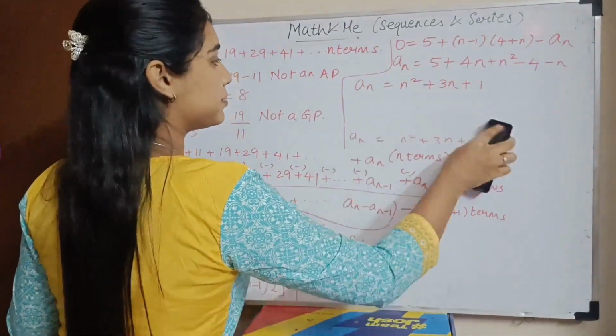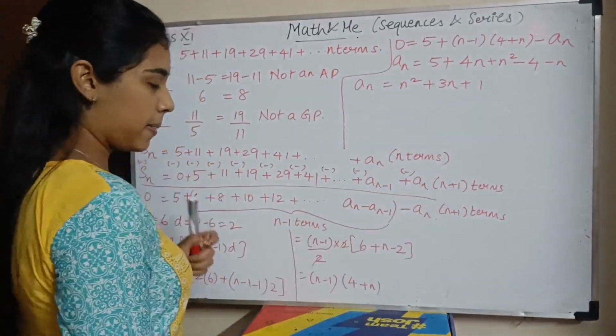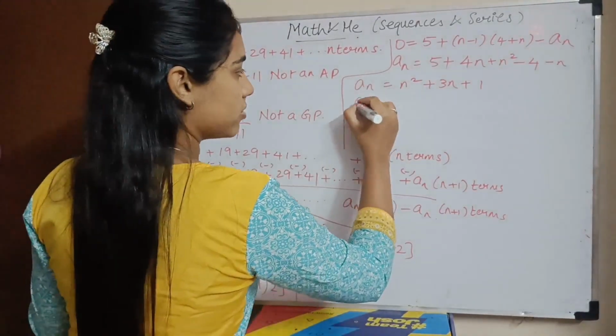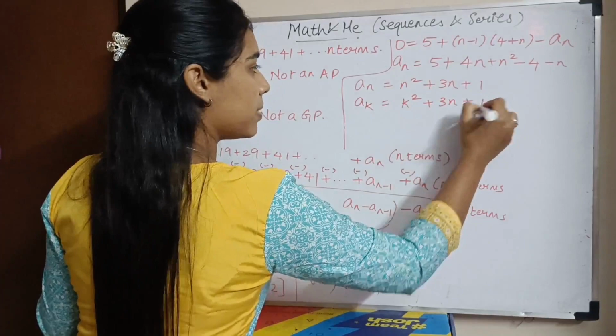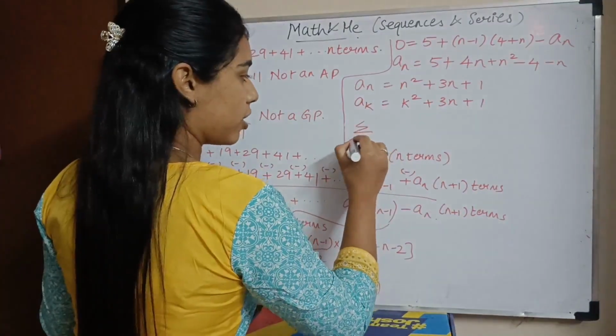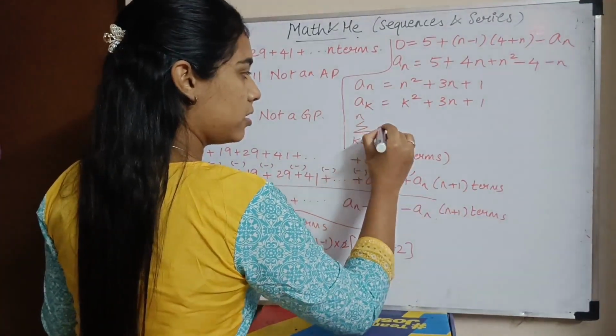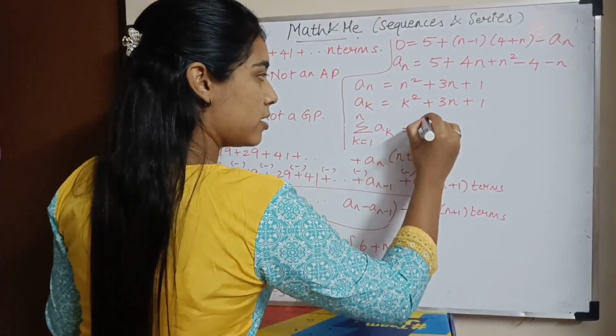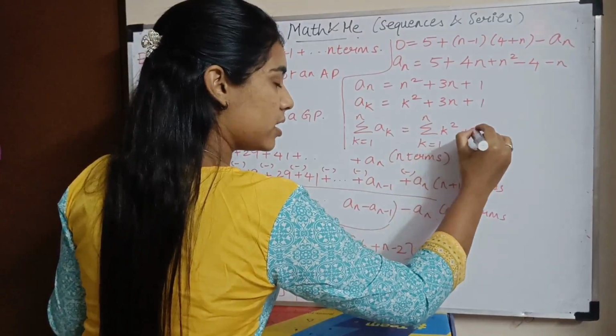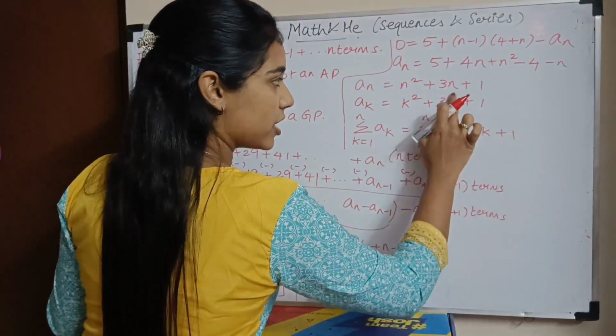So what do I have? I'm going to write an as ak. So ak equals k square plus 3k plus 1. So summation of k equals 1 to n of ak is summation of k equals 1 to n of k square plus 3k plus 1. Sorry, this is a k.